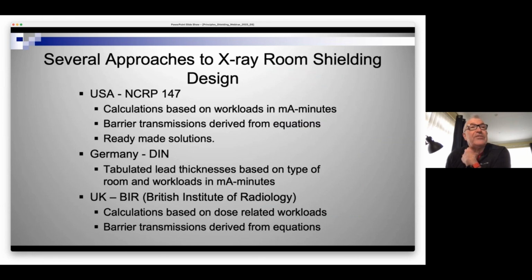There are actually several ways to do X-ray room shielding, one of which is the NCRP 147 method from the USA, which is outlined here. Another is the German DIN method, where tabulated lead thicknesses based on the types of room and workloads in minutes are used to determine the amount of shielding. And there's the UK method, or the BIR method, which calculates shielding based on doses and related workloads.